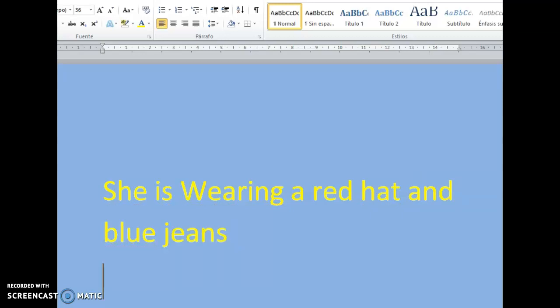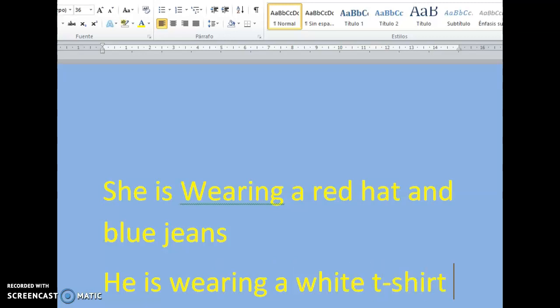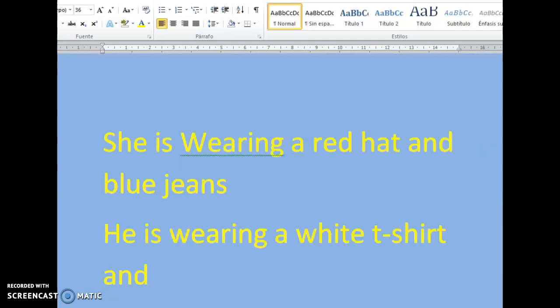¿Ok? Vamos con otro. Digamos que hablemos de él. He is wearing a white t-shirt. A white t-shirt, and he is wearing a white t-shirt. She's wearing a white t-shirt and black cap, una gorra negra. De esta manera nosotros describimos a una persona. Para ello vamos a necesitar utilizar el verbo wearing, ¿ok? She is wearing a red. He is wearing. Él está vistiendo, ¿ok?